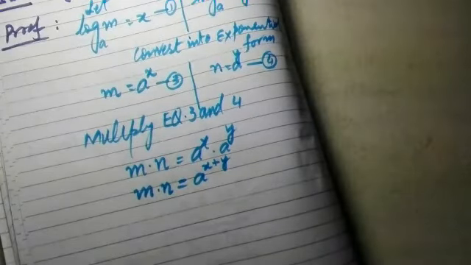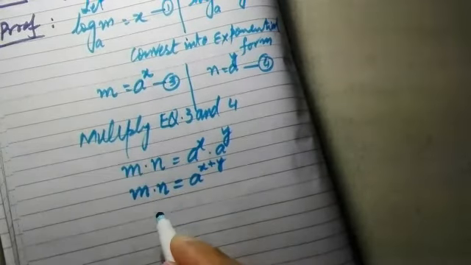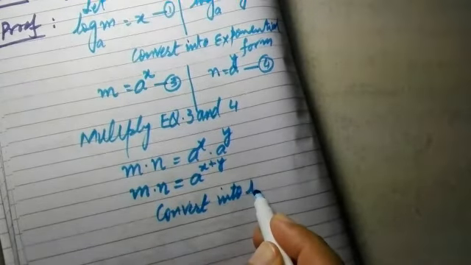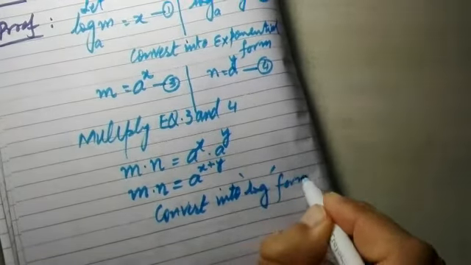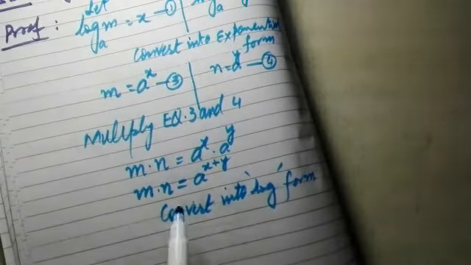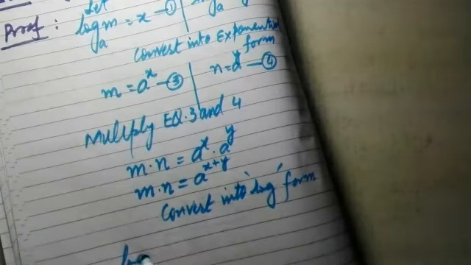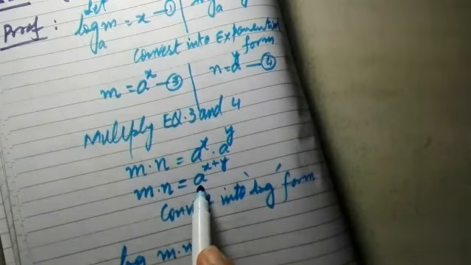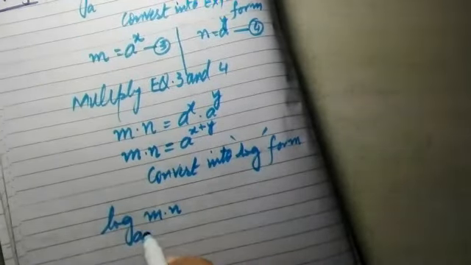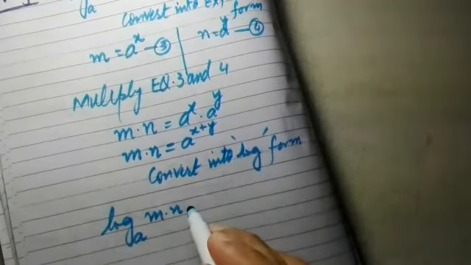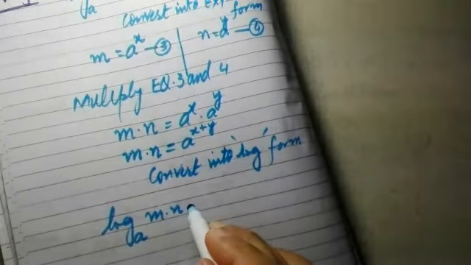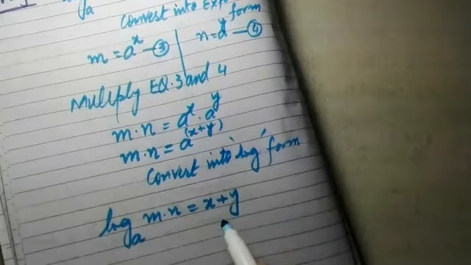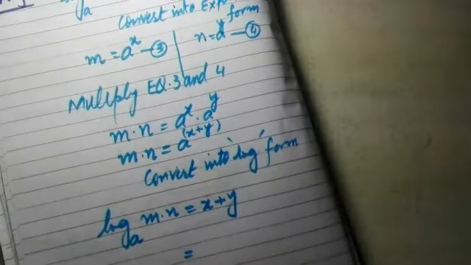At this stage, you have to convert back into logarithmic form. And how do we convert into logarithmic form? You would write log on the left hand side, and this base, which was a, will become the base of the logarithm, and x plus y, which were the exponents in the previous step, will be written at this place. And now utilize equation number 1 and 2.